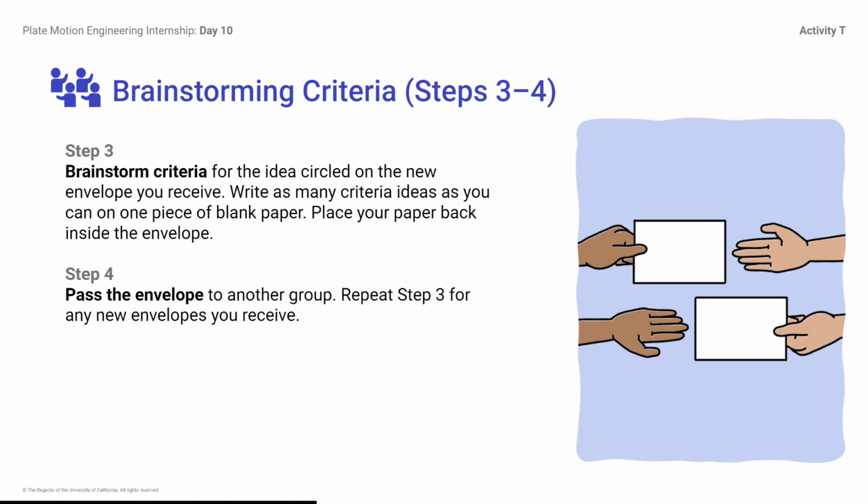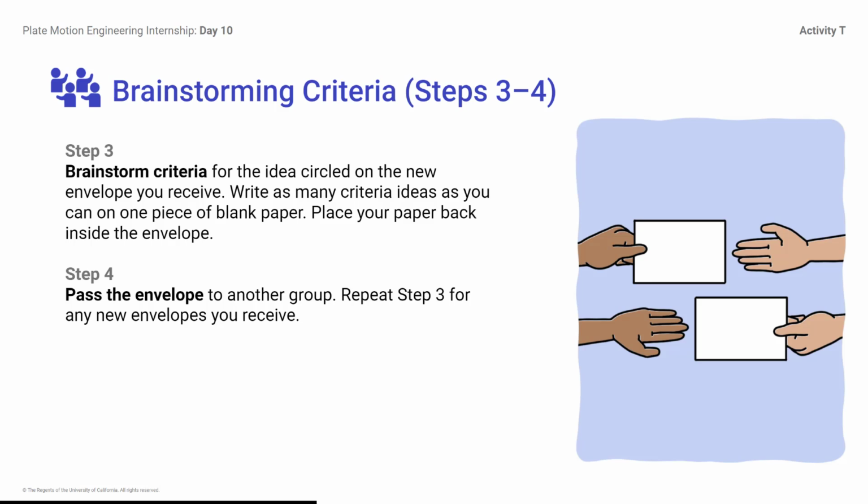Brainstorming criteria, steps 3 and 4. Step 3. Brainstorm criteria for the idea circled on the new envelope you receive. Write as many criteria as you can on one blank piece of paper. Place your paper back inside the envelope. Step 4. Pass the envelope to another group. Repeat step 3 for any new envelopes you receive.